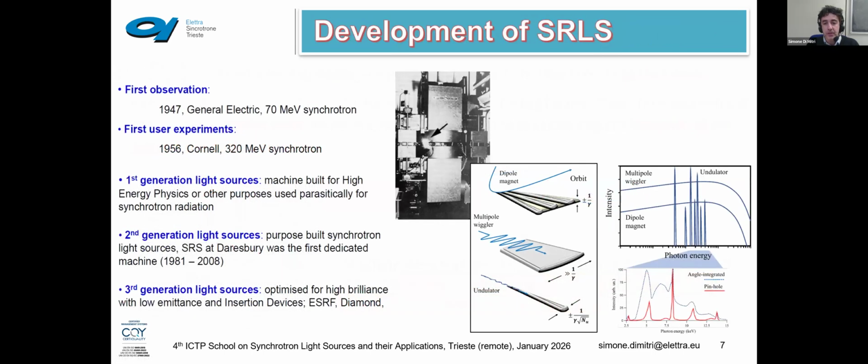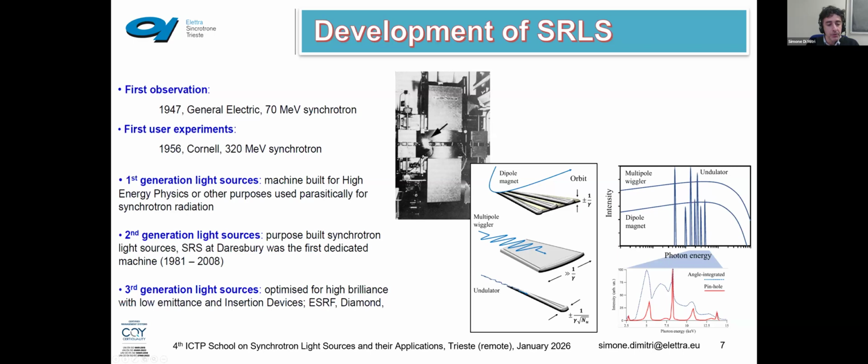The development of storage ring light sources actually starts in the middle of the previous century, not with the first aim of producing radiation. In the so-called first generation light sources, this emission of radiation was actually detected by chance, was not even predicted at the beginning and then elaborated from the theoretical point of view.